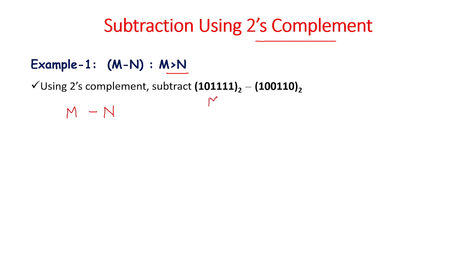This is our m, this is our n. Here we can see a number given as 101111 in binary, and another number, 100110 in binary, which is n. How can we check which number is greater and which is smaller? We can easily identify this by converting the numbers to decimal. I have already uploaded one video on binary to decimal conversion, which you can go through to understand how to find the decimal number.